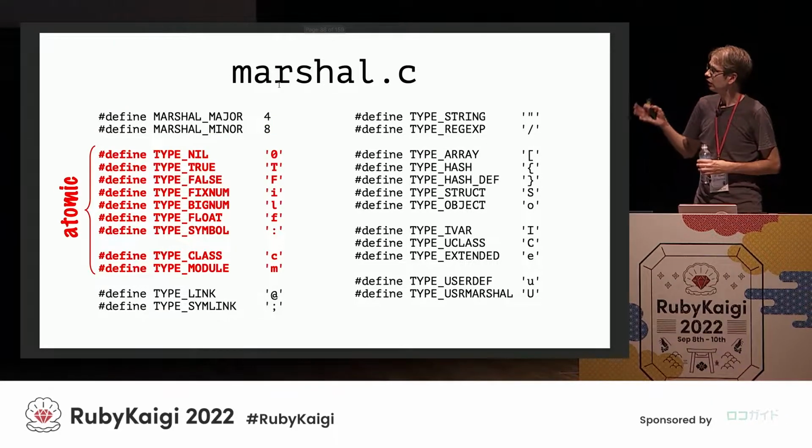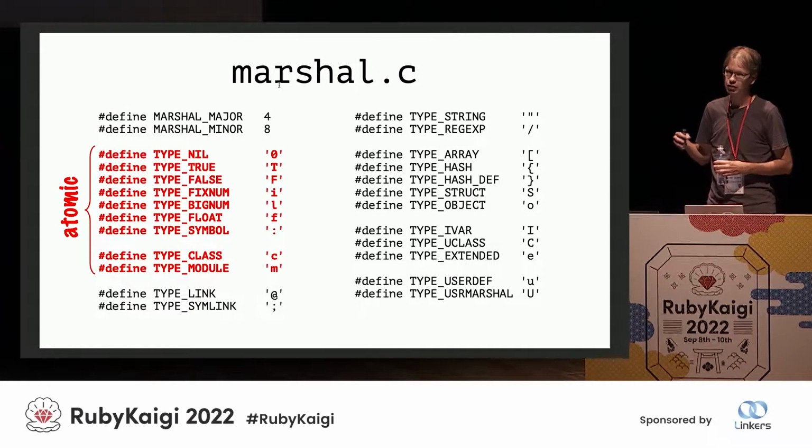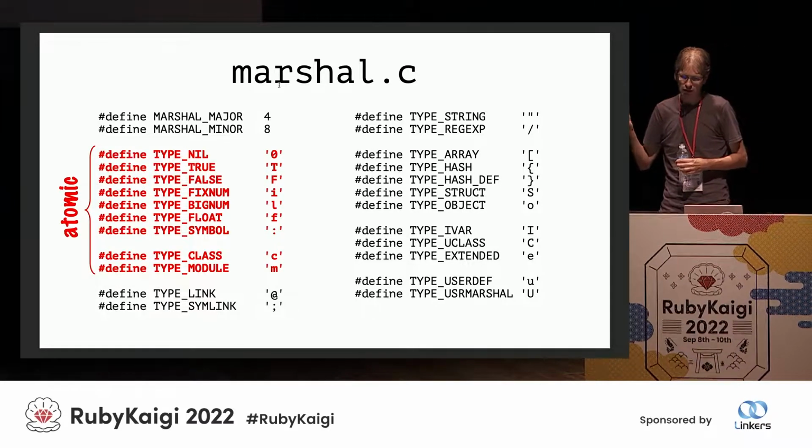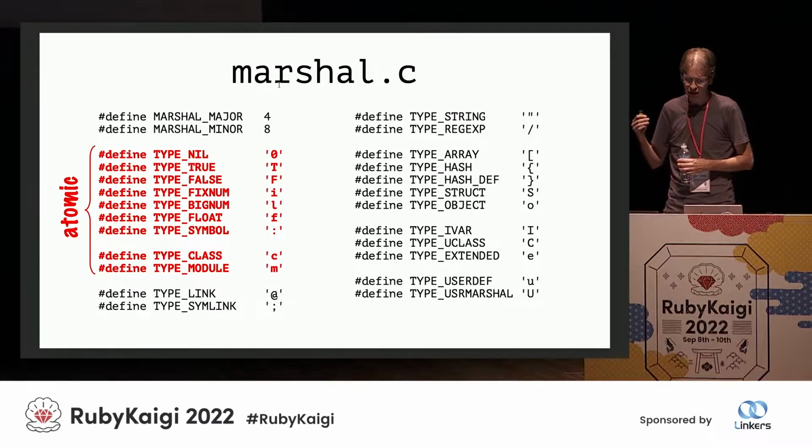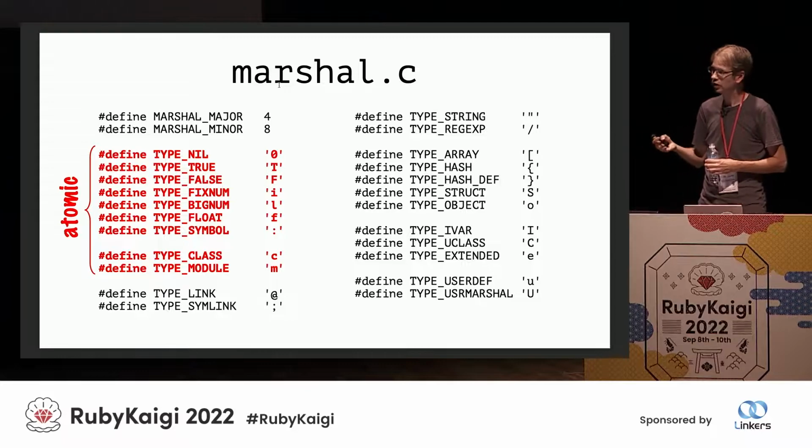There are next a bunch of things which I refer to as atomic. Basically, these are things that are kind of what you'd expect. They don't contain other objects inside them. So these are like nil, true, false, numbers, floats, symbols, and also classes and modules.